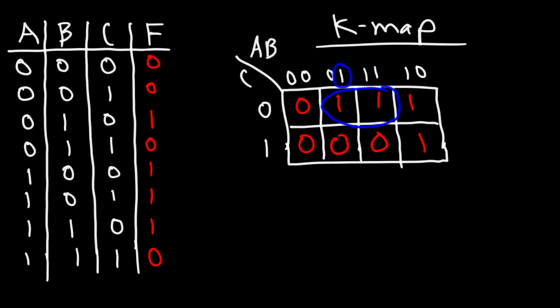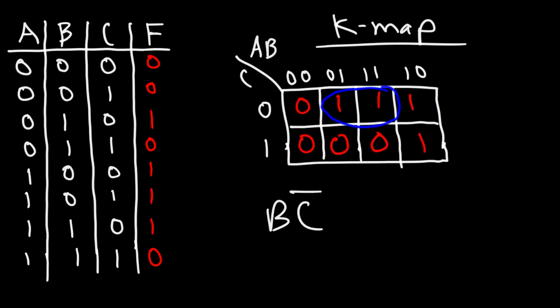Notice that it depends on B. When B is 1, the output is 1. So we're looking for the variable that doesn't change. B doesn't change. So should we write B or not B? Because B is 1 and the output is 1, we're going to write B. Now, this pair of 1s also corresponds to a C value of 0. Notice that C is always 0 for that pair of 1s. So because C is 0 and the output is 1, we need to write not C.